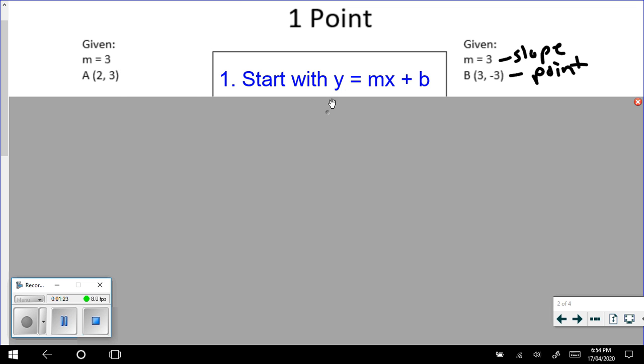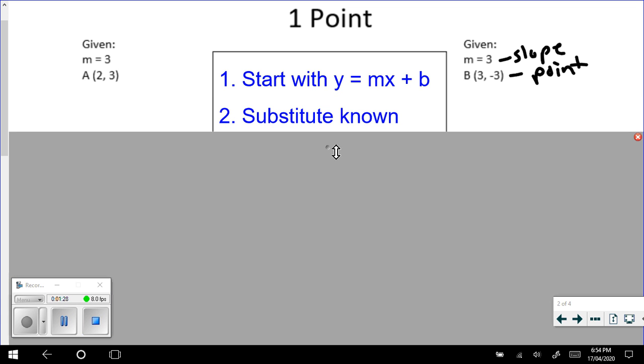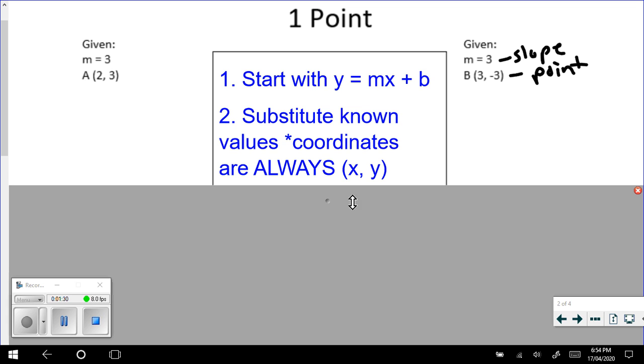Okay, so we're going to start with our equation, y equals mx plus b, and this is kind of our go-to for everything. And there's that sub and solve that I keep talking about. You need to figure out what your starting equation is. We're dealing with linear equations, so our starting point is y equals mx plus b. Once we know what the equation is, now we start substituting in our known values. Now, they give us our slope, so that's our m. They give us another point, so there's our x and y.